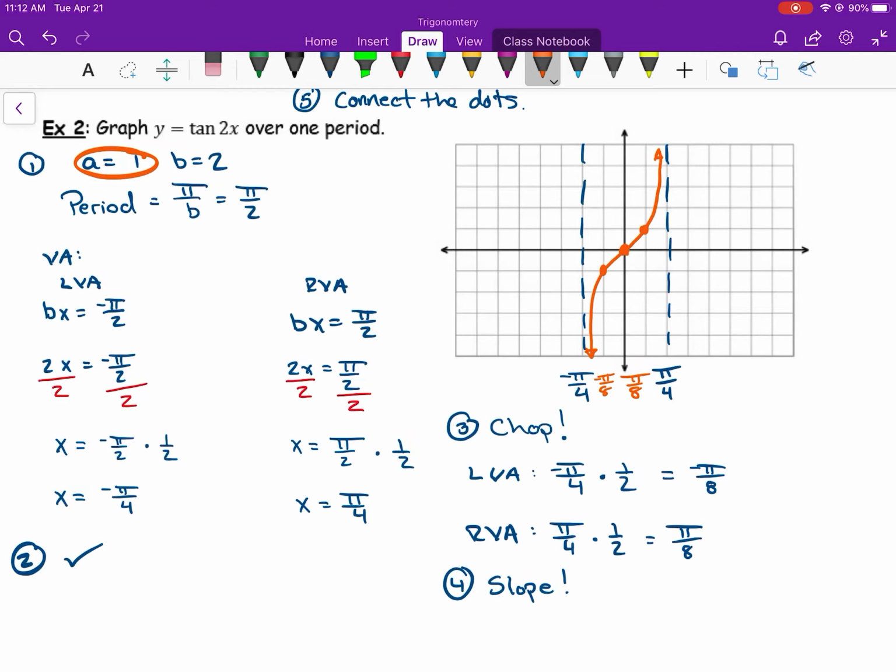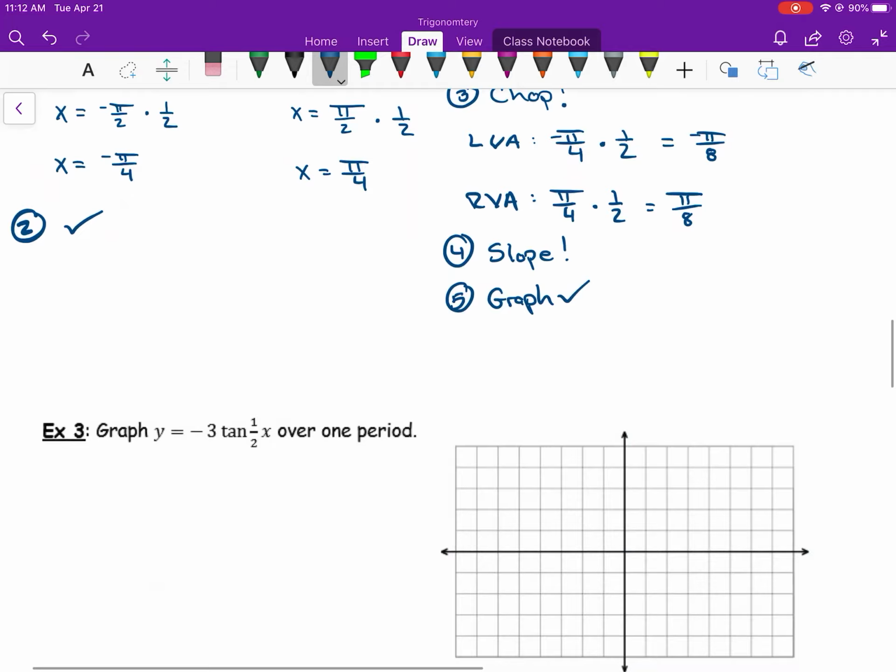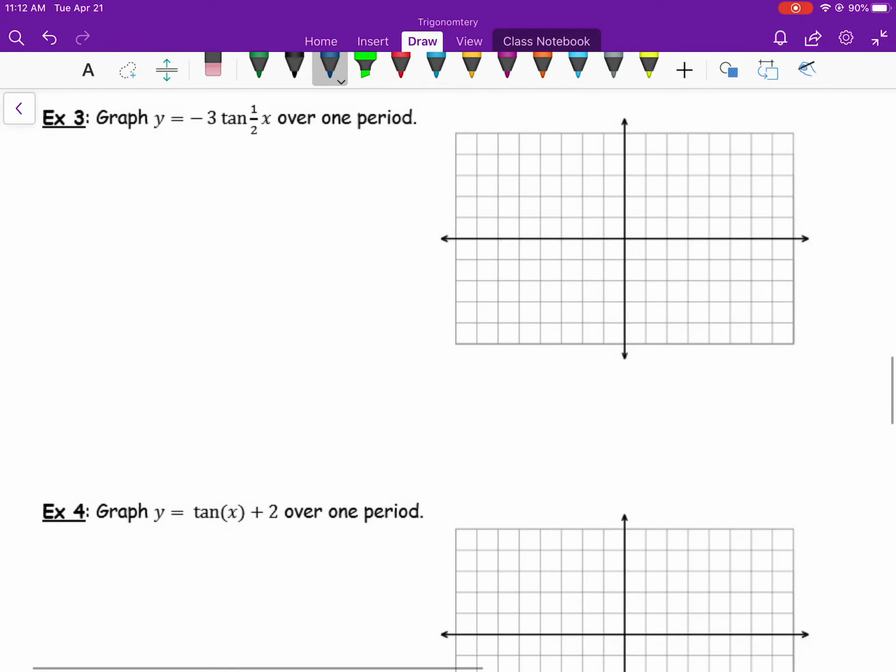Alright, so if you were to actually do it on Desmos or something, you could see that it's a little more pushed together because the period's smaller. But scaling, I'm not worried about. It's mainly the algebra behind all that. So step 5, graph, done. Okay. Example 3.